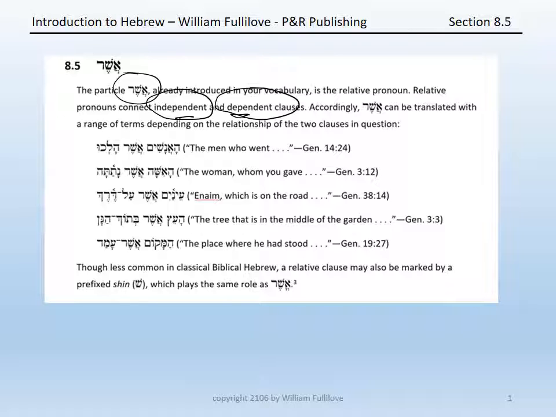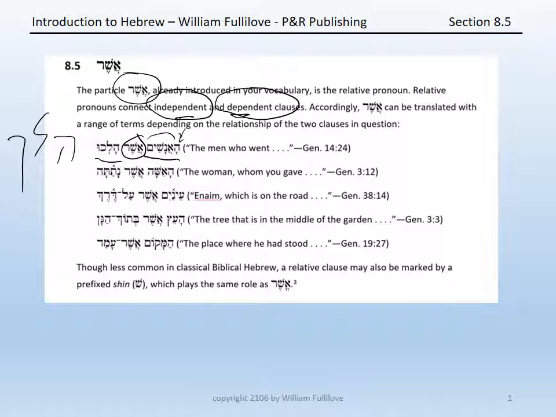Genesis 14:24. Ha-anashim asher halakhu. The men. This anashim, remember, is the irregular plural of ish, with the definite article ha, the men who, relative pronoun asher, went, Qal perfect, third common plural of halak, to go.